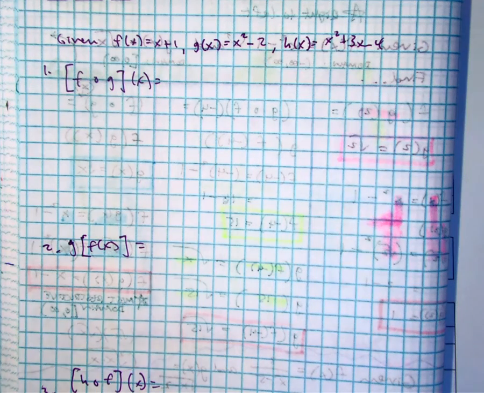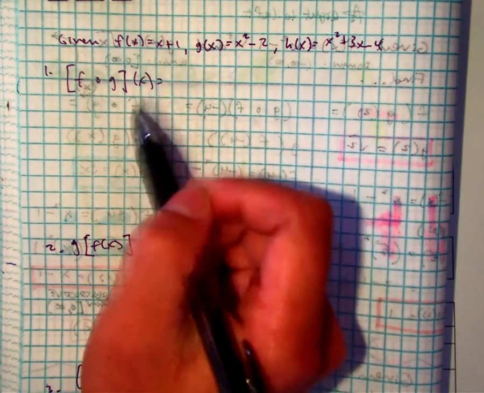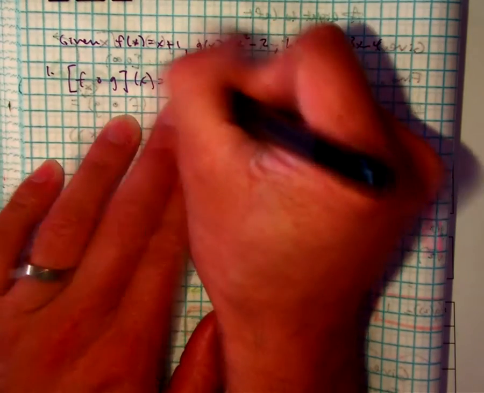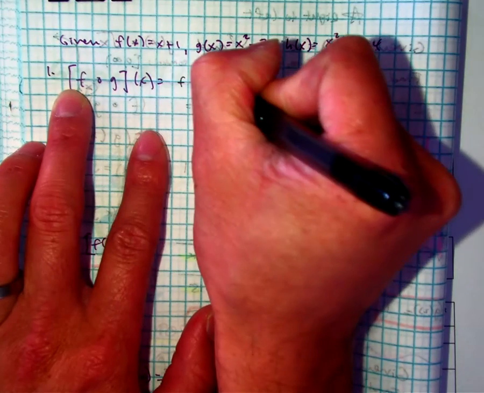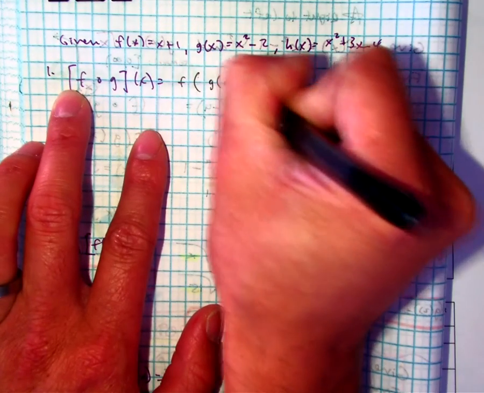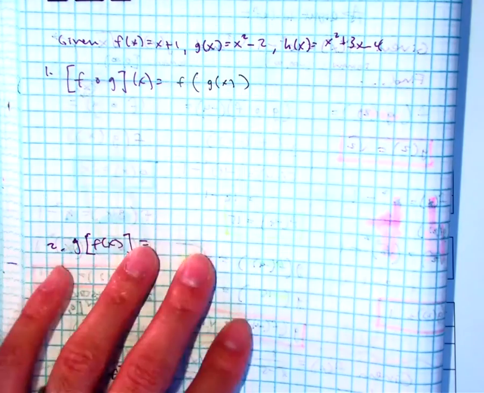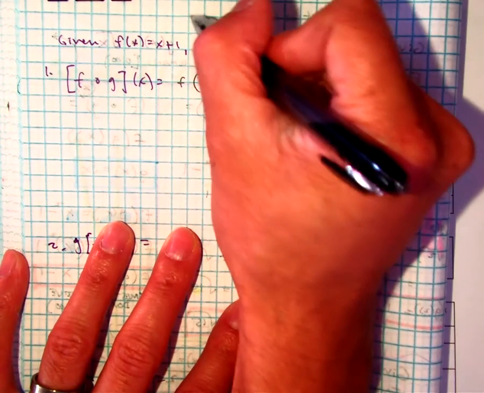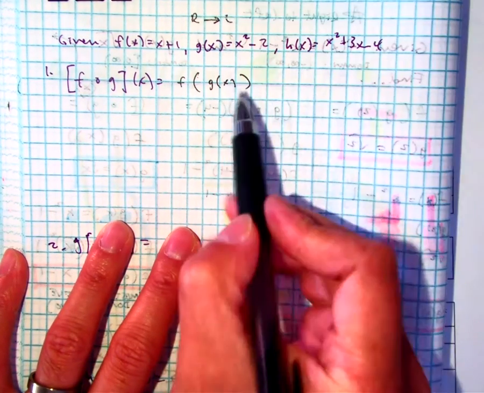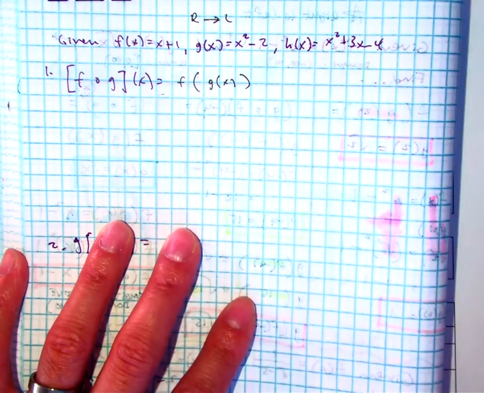Alright, so we're asked to do these three problems on composite functions. It says f∘g, but you can rewrite it as f of g of x, where f is on the outside and the inside is g of x. Yesterday we learned to work from right to left, so start over here and work this way.